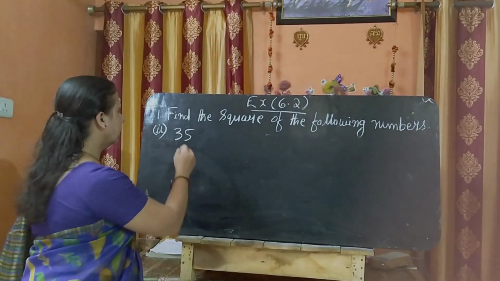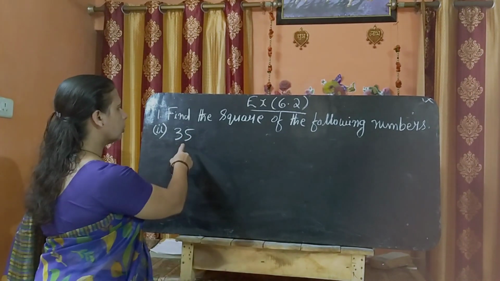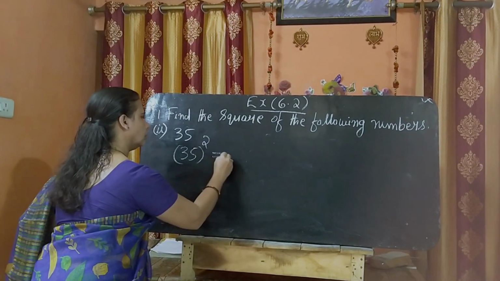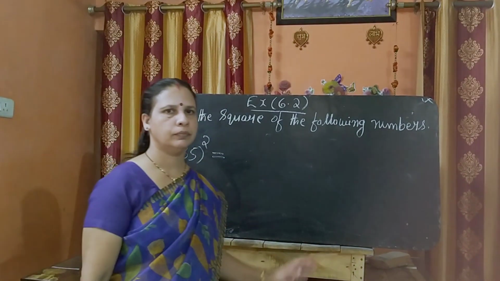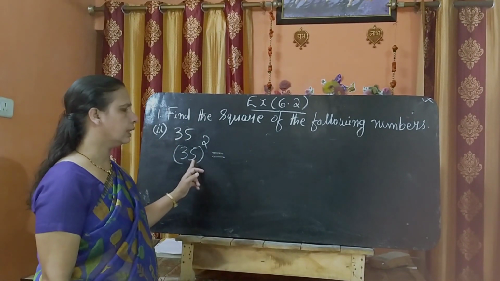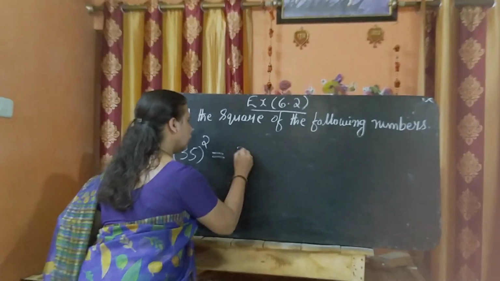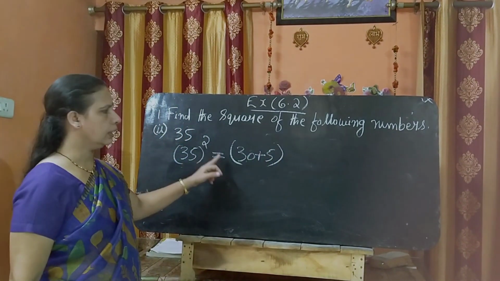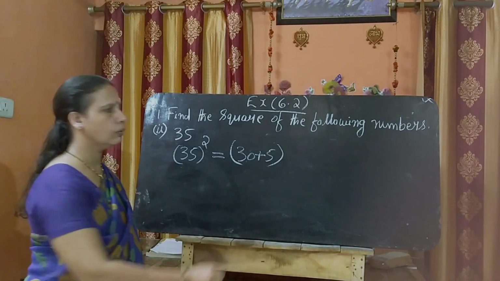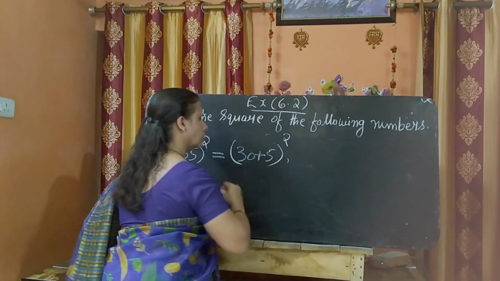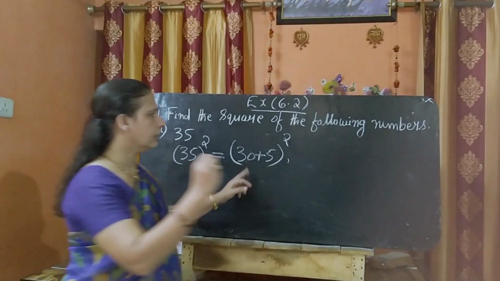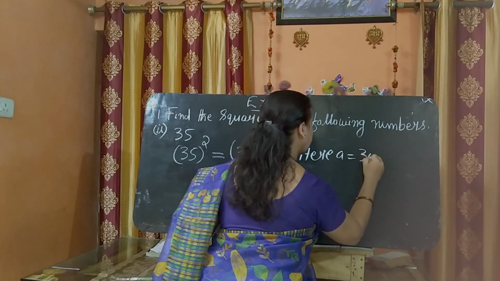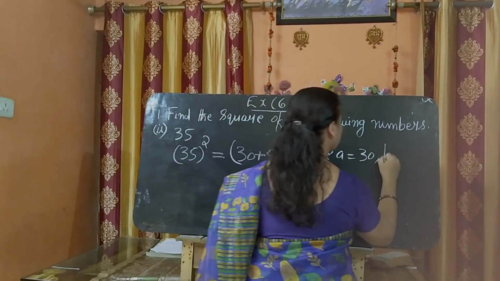Second part is 35. We have to find out the square of 35. 35 square. How will you solve? First, expand 35. 35 equals 30 plus 5. 35 square equals 30 plus 5 the whole square. What is a? A equals 30 and b equals 5.